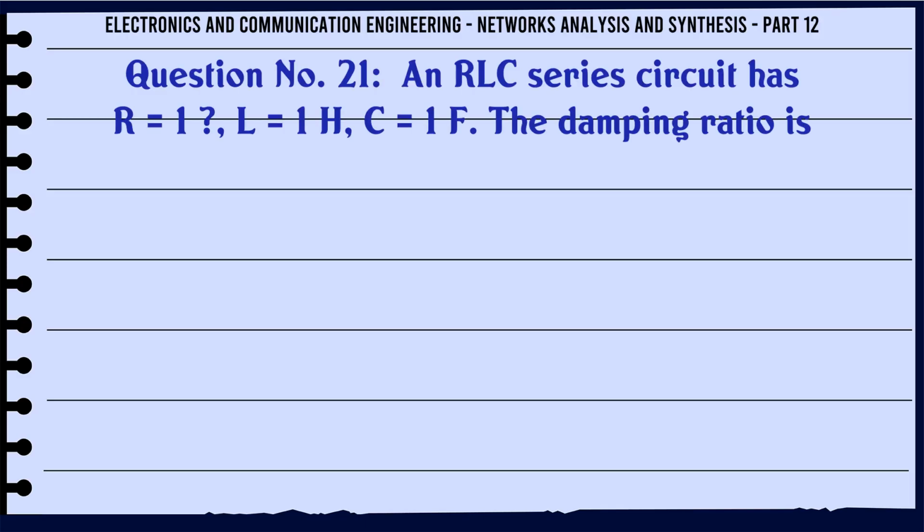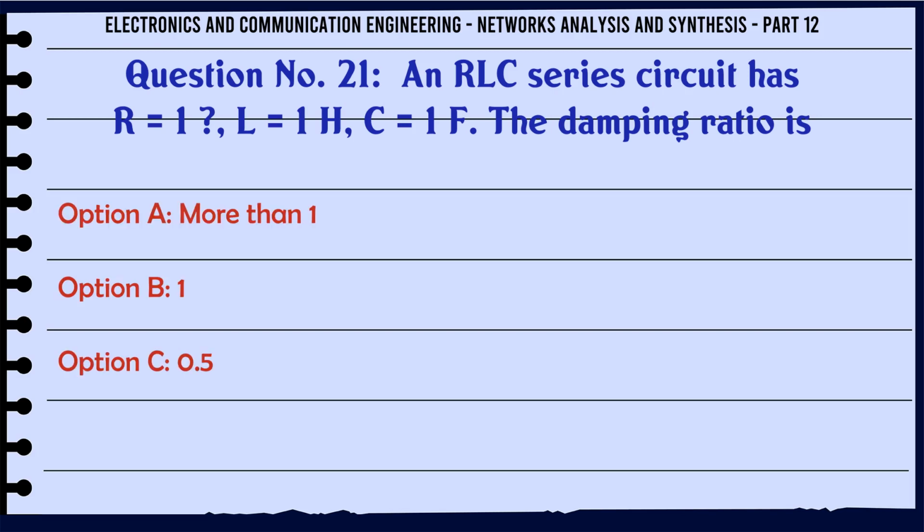An RLC series circuit has R = 1, L = 1/8, C = 1 F. The damping ratio is: A, more than 1; B, 1; C, 0.5; D, 0.